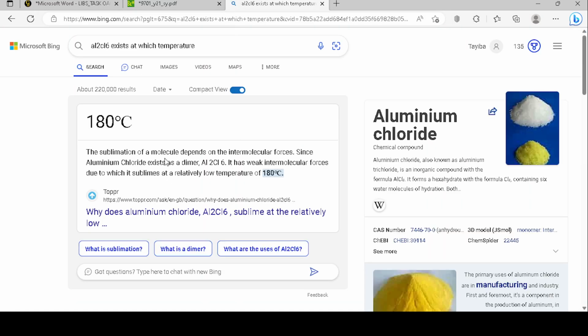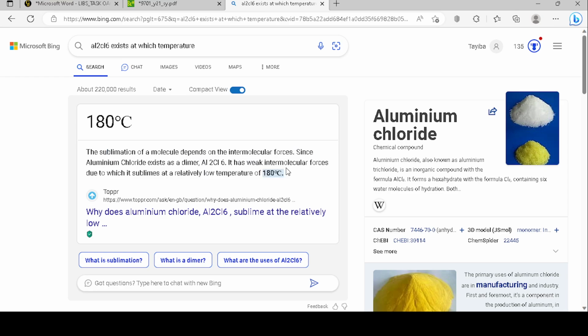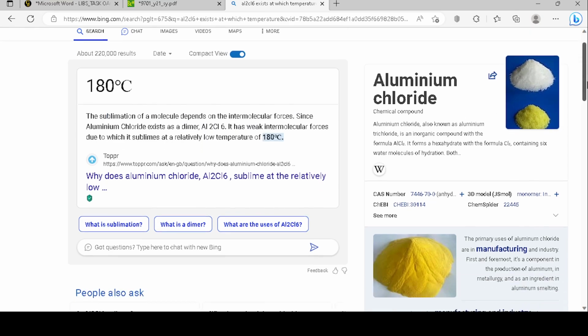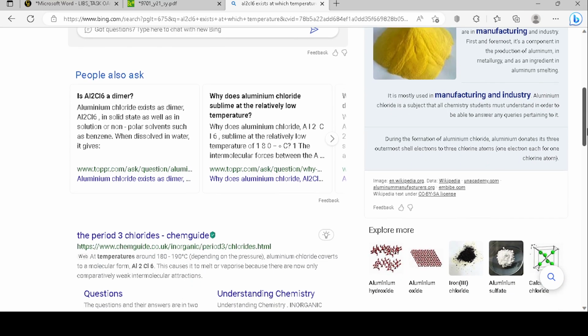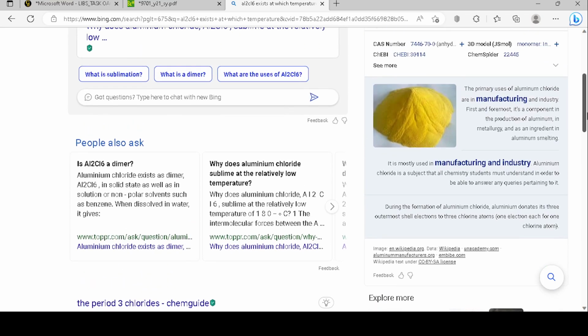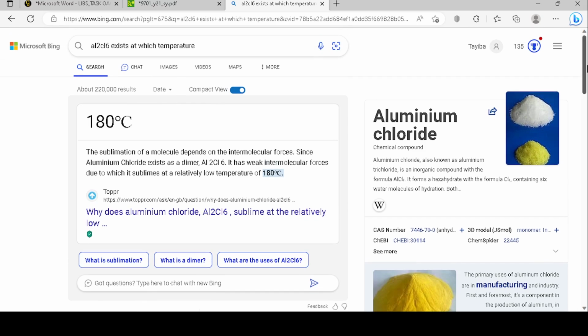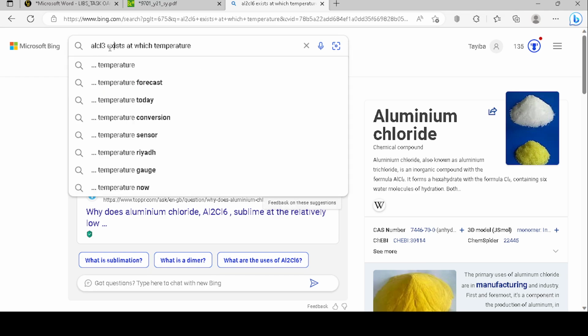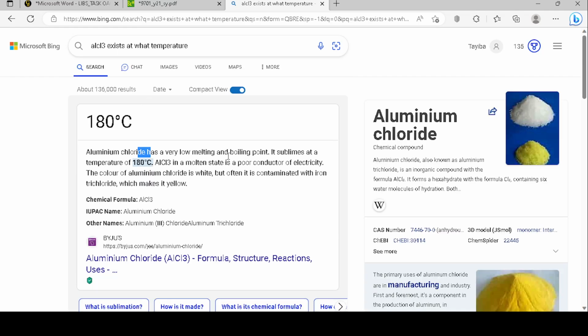Check that. So the sublimation of the molecule depends on the molecular forces. So it sublimes at 180 degrees Celsius. Yeah, but it does exist at lower temperatures. Like if I check, AlCl3 exists at low temperature, that would definitely sublime. AlCl3.